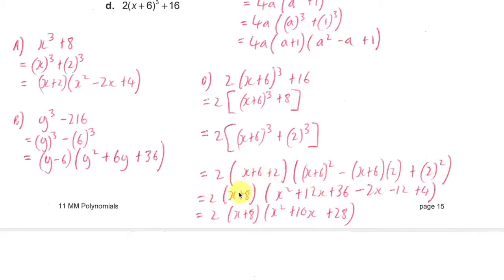Obviously, tidying up that first bracket produces x plus 6, and you can see here that I've expanded out x plus 6 squared, so it's x squared plus 12x plus 36. And now I've taken negative 2 and multiplied it through x plus 6 to get negative 2x take away 12, and I've squared the 2 to get 4. Tidying everything up, collecting like terms, it's two lots of x plus 8 multiplied by x squared plus 10x plus 28.